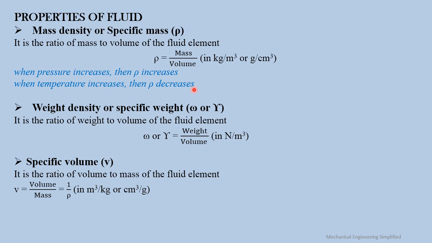Then another property known as weight density or specific weight, denoted by omega or simply gamma. It is the ratio of weight to volume of the fluid element, given by weight by volume. The unit is Newton per meter cube. Then specific volume, it is the ratio of volume to mass of the fluid element, volume by mass. This is the reciprocal of mass density or specific mass. The unit is meter cube per kg or centimeter cube per gram. Then we will move on further.